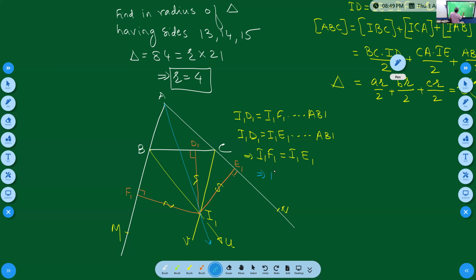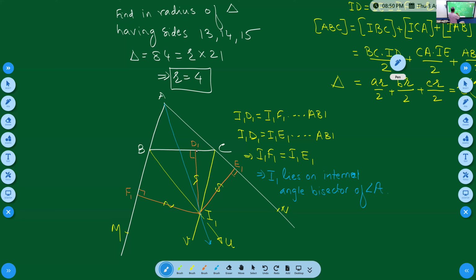This implies I1 lies on the internal angle bisector of angle A. So now this is the concurrency of two external angle bisectors and one internal angle bisector. Okay. So the moment we get concurrency, we have a circle with us.